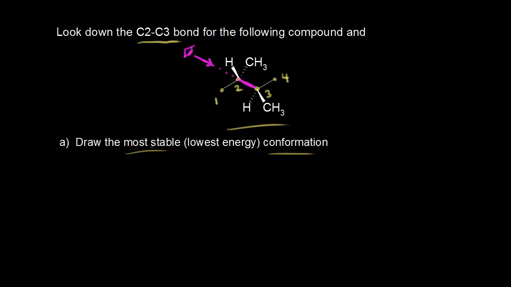Our goal is to find the most stable conformation, and we know from earlier videos that would be a staggered conformation. So we'll draw one staggered conformation, and then we'll draw the rest, and then we'll pick which one is the lowest energy, which one is the most stable.